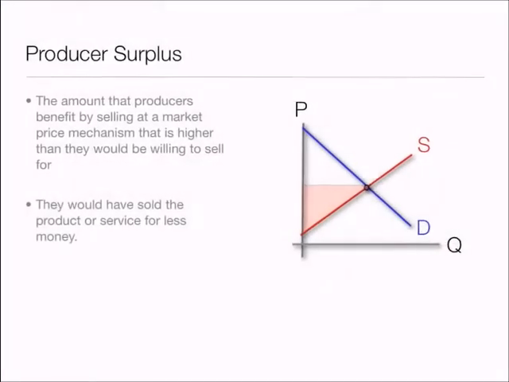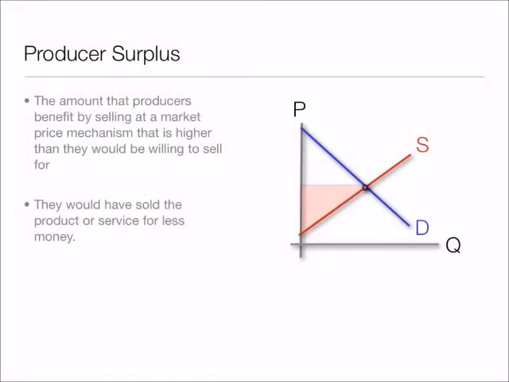Producer surplus is the amount that producers benefit by selling at a market price that is higher than they would be willing to sell for. They would have sold the product or service for less money. That's the bottom line. And that's an introduction to supply and demand.